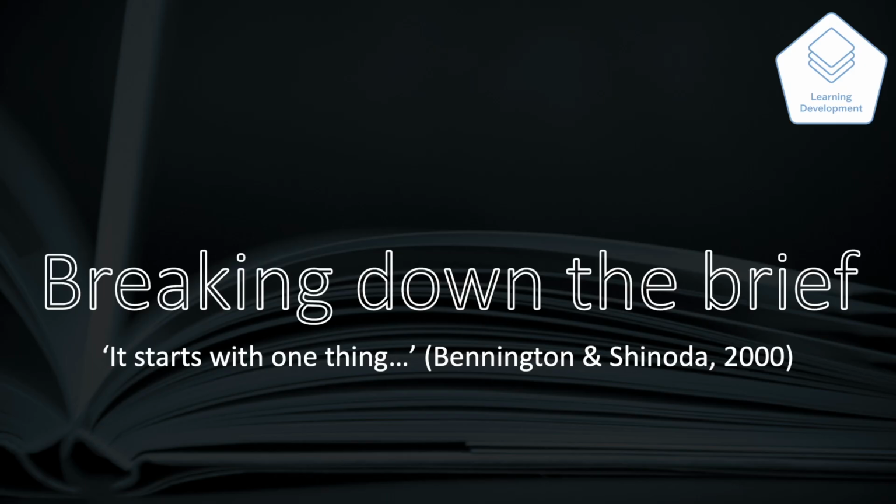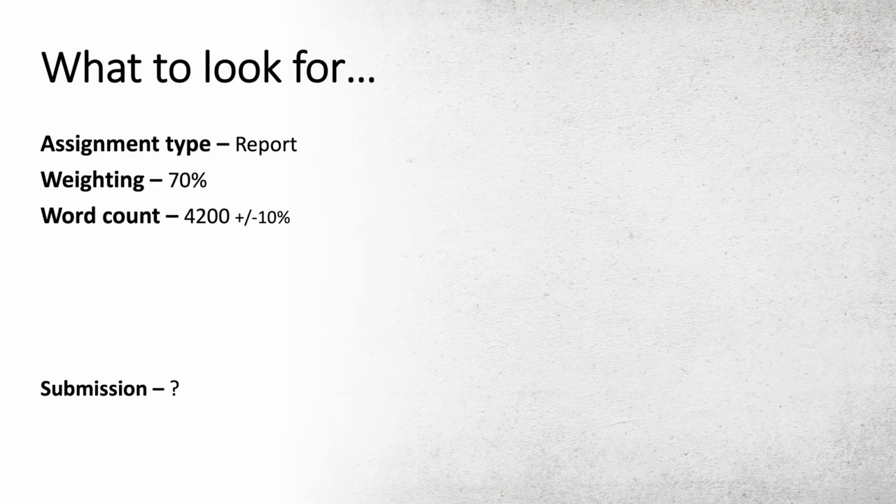Breaking down the assignment brief. Grab your brief. What to look for? The assignment type this time around is a report. The weighting is 70%, which means you have another assignment for this module. The word count for the report is 4,200, and you have the plus or minus 10%. Just double check your submission date.